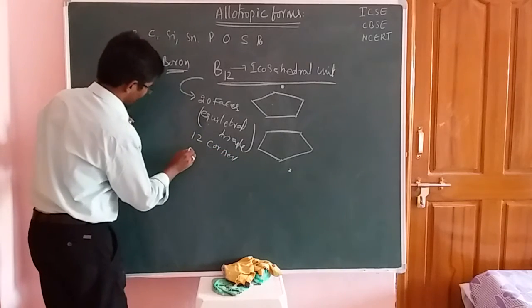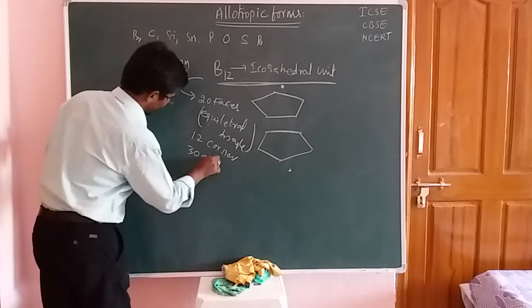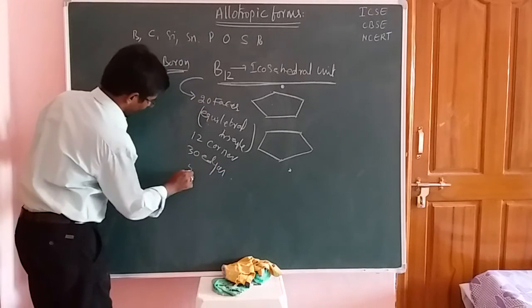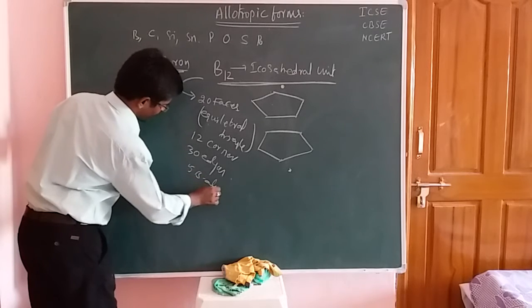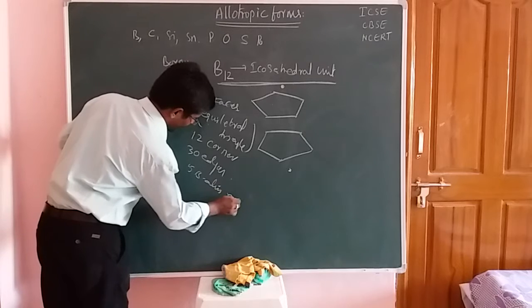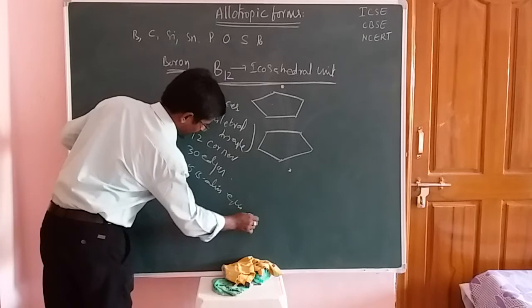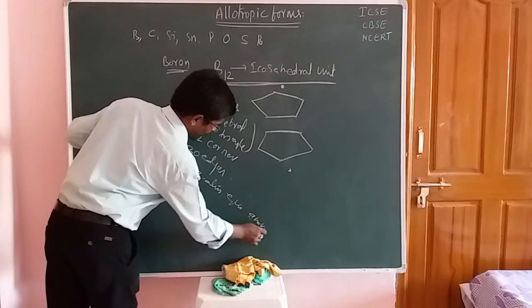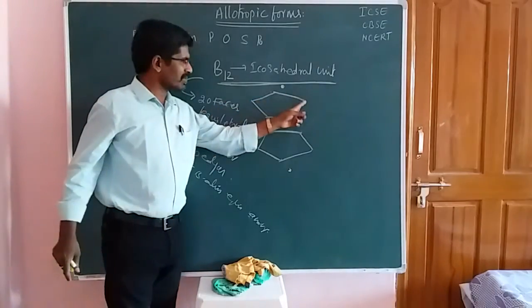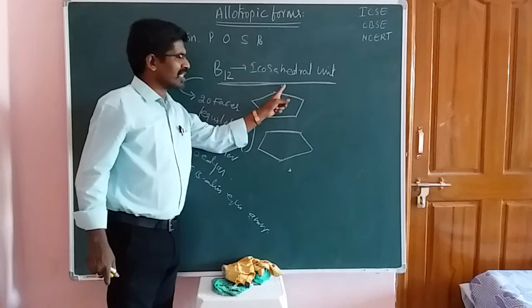Okay students, and next, 30 edges exist, and here 5 boron atoms are at equal distance from another boron atom. That means 5 boron atoms are equidistant from that other boron atom.